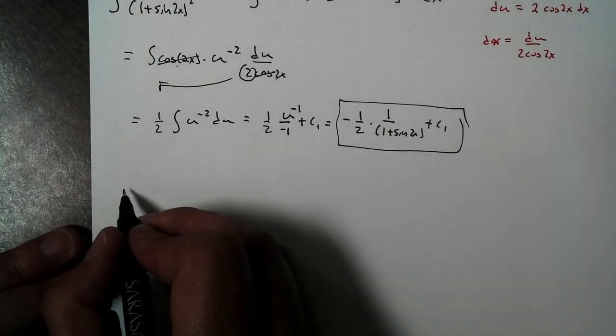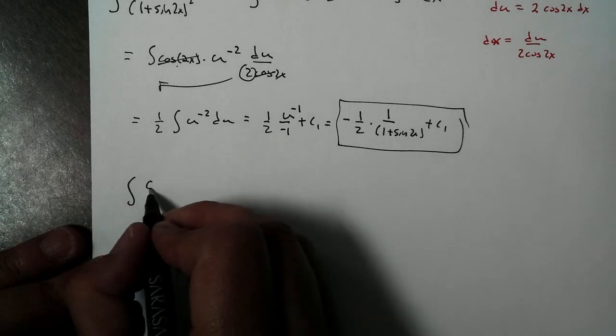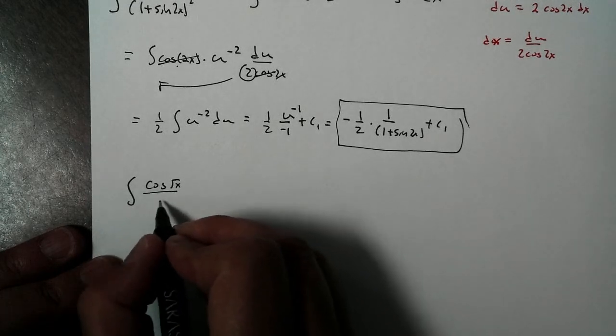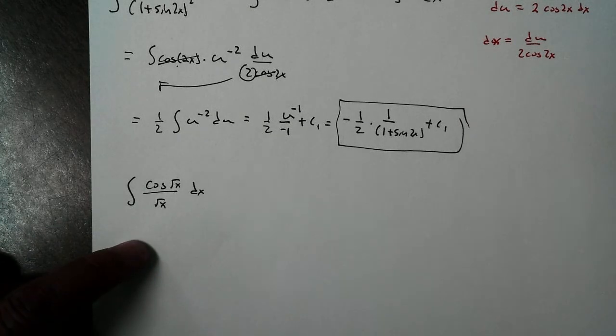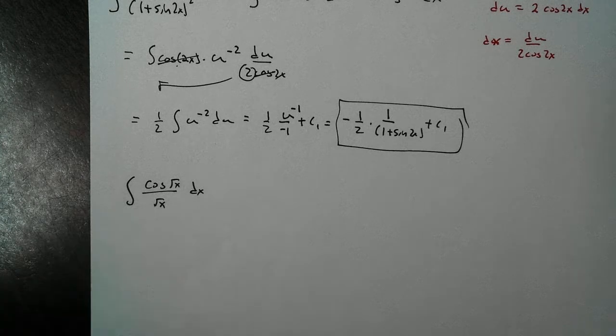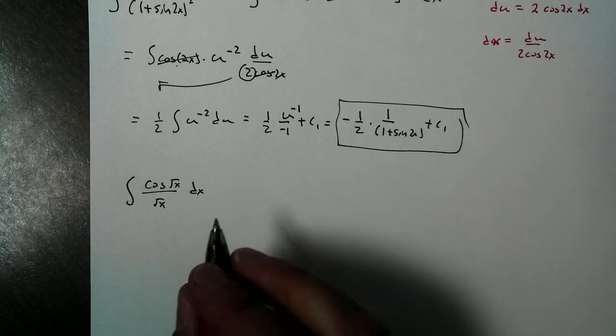Alright, this is one that always gets a few people. What if we did this? The cosine of the square root of x over the square root of x dx. This is now a trickier one. So we ask, well, again, there's no quotient rule, so this has to be u substitution in this case.